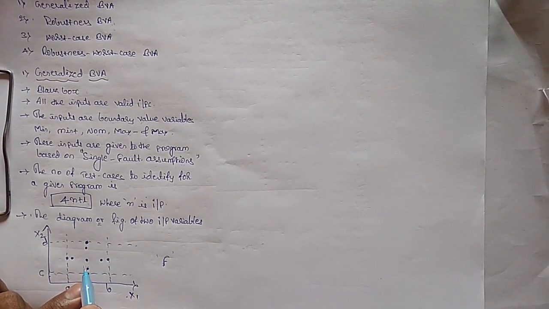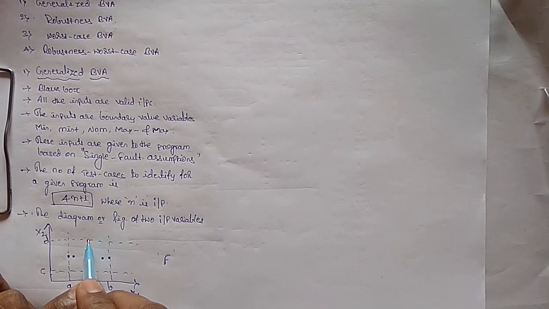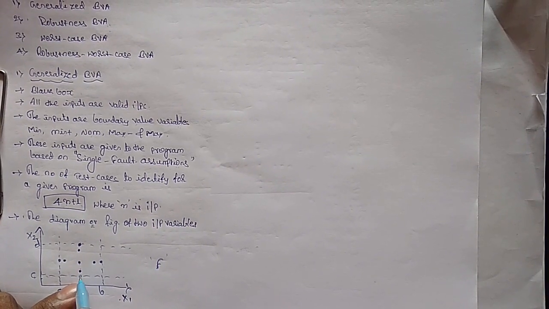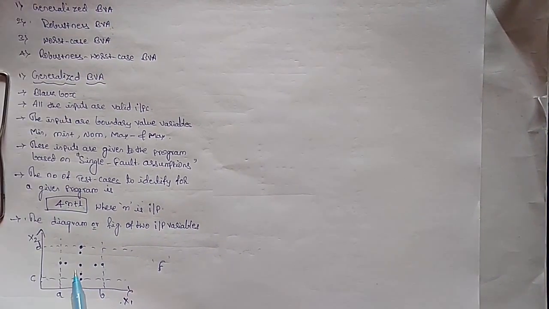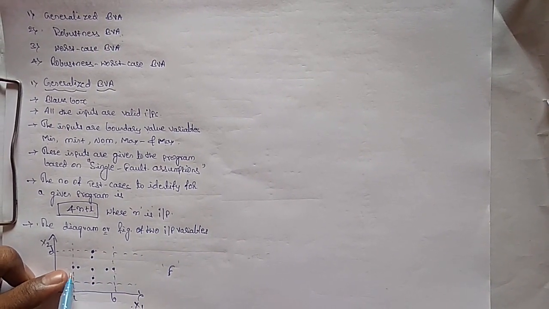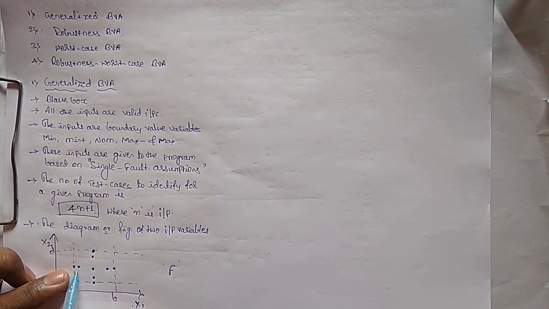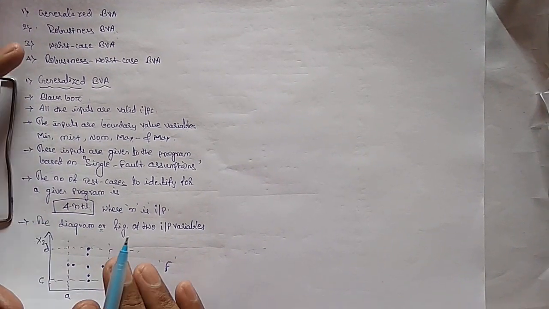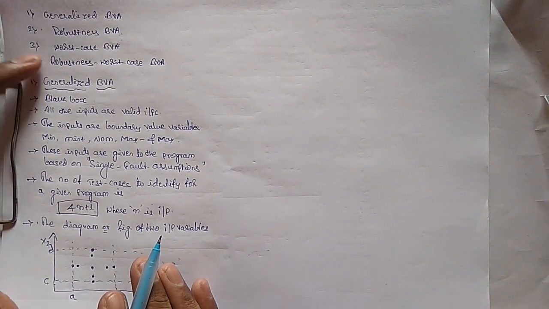Then the next point is that this will become max minus, and this will become maximum. Minimum, minimum plus, nominal, max minus, max. This is how we are identifying the boundary value variables in the generalized BVA method. If we consider this line as the lower limit, then this will become the upper limit, and we need to consider it in this fashion. This will become minimum, minimum plus, nominal, max minus, max. I think so. This is about your generalized boundary value analysis method.